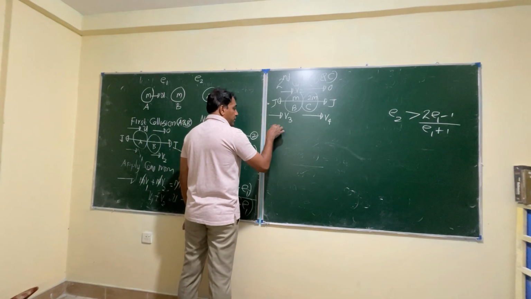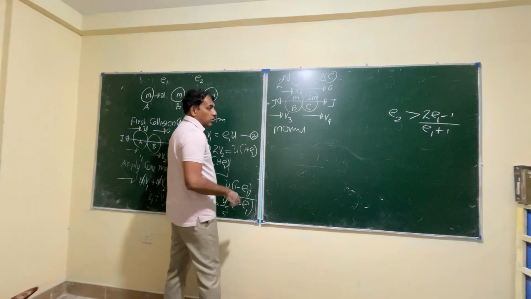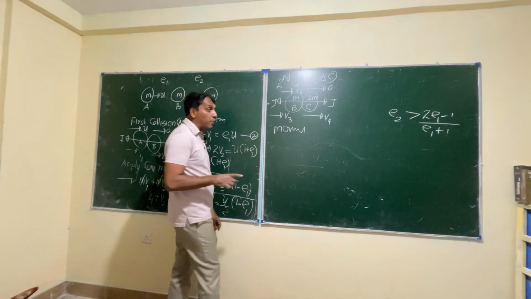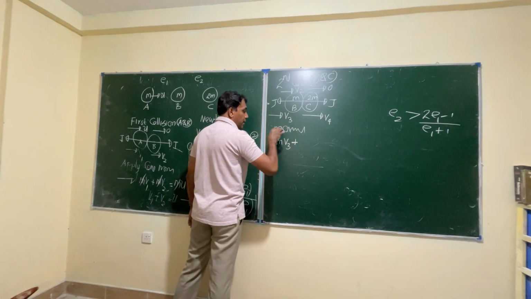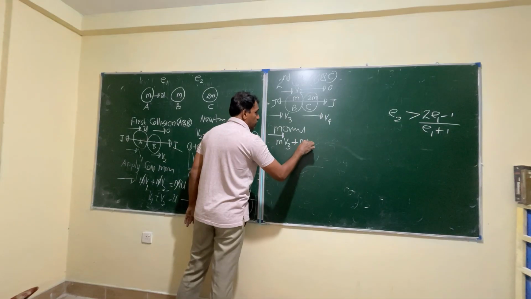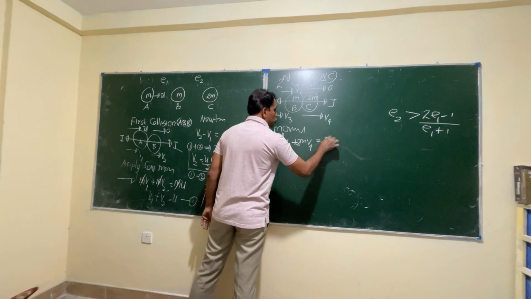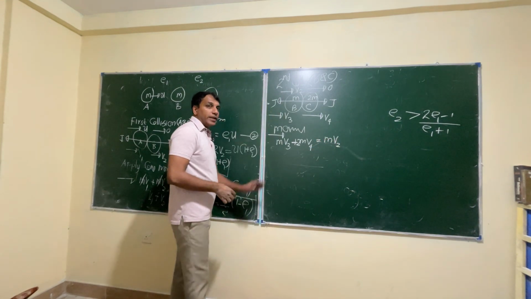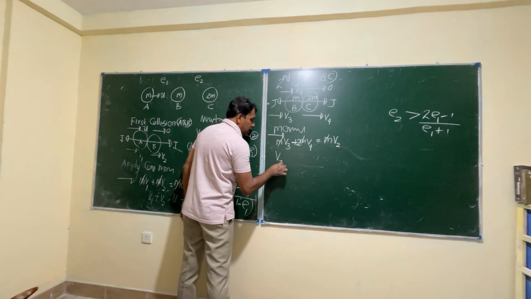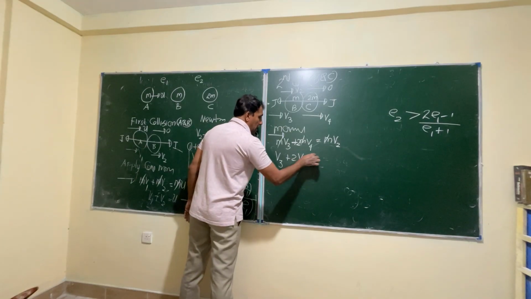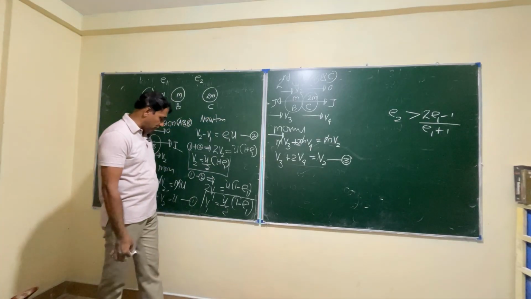Once again, apply the principle of momentum. Final momentum equals initial momentum. So final: m into v3, all in the same direction, plus 2m into v4, equals mass m into v2. Final momentum equals initial momentum. So m cancels: v3 plus 2v4 equals v2. This is the third equation.